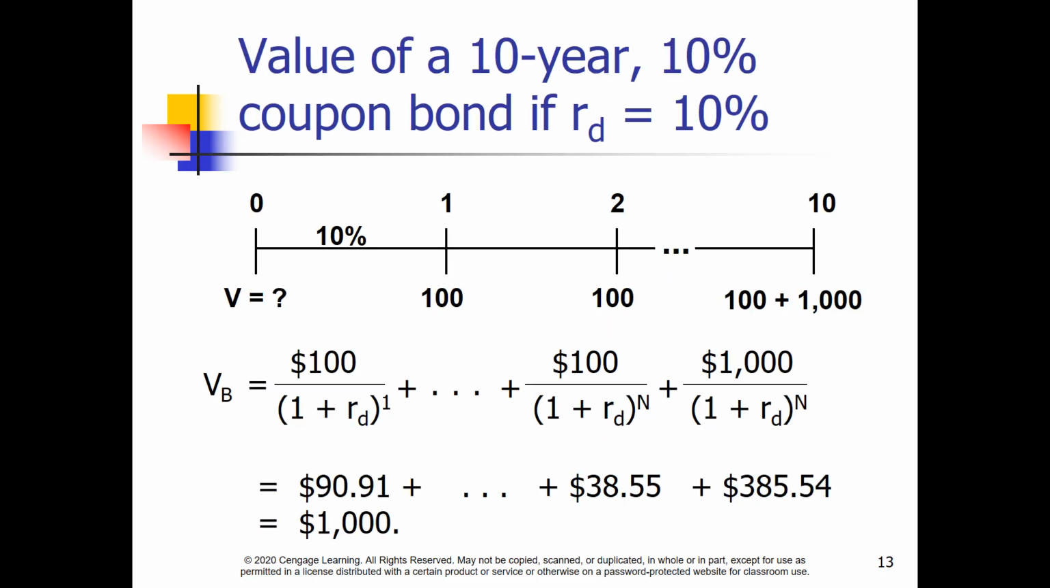The timeline demonstrates the cash flow stream for a $1,000 face value bond paying 10% interest annually for 10 years if the appropriate discount rate, the yield to maturity, is also 10%. Note that the resulting bond value is equal to the face value. Whenever the coupon rate and the yield to maturity, or the YTM, are equal, the bond will sell for its face value.